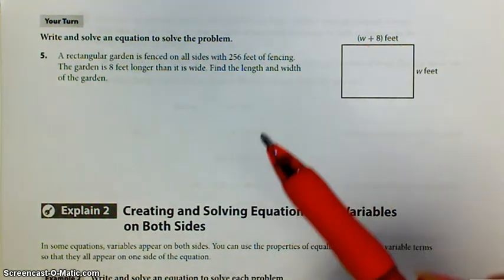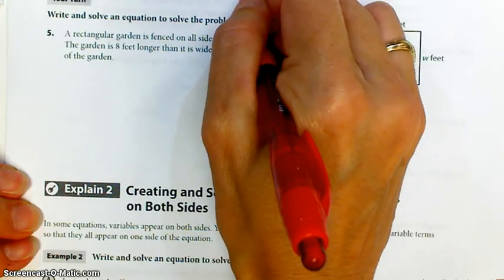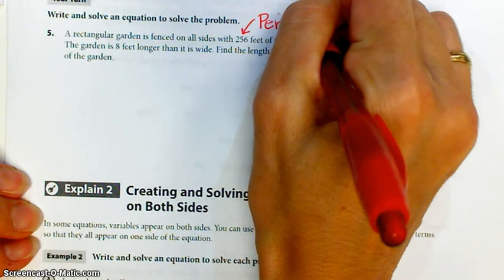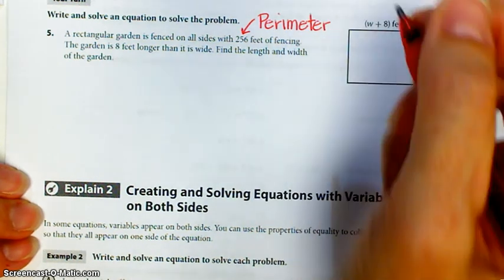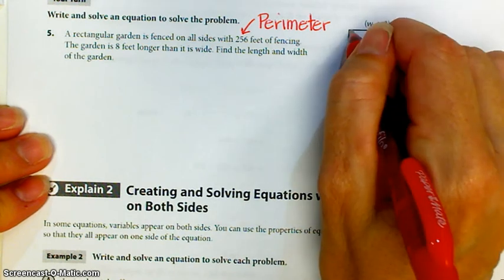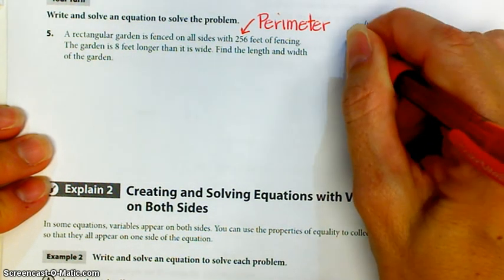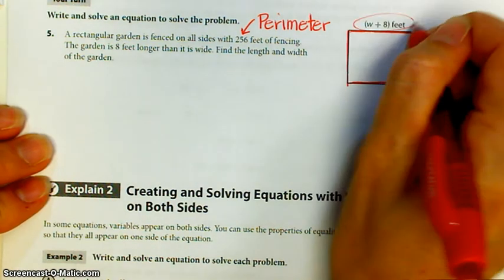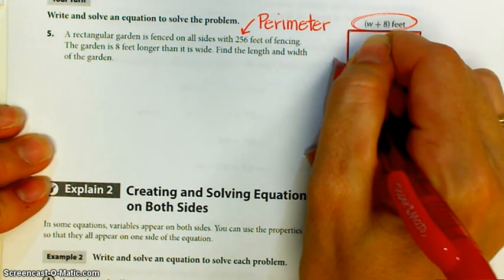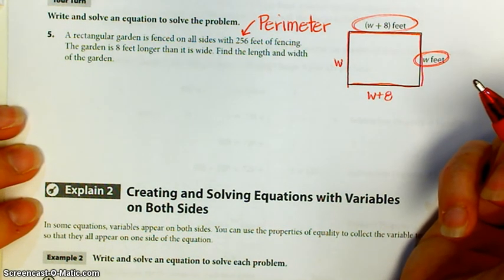Well, first of all, because it's a fence that goes around the garden, 256 is going to be perimeter. That's just you knowing from previous years that you're going to need to use perimeter. And remember that perimeter is just this length plus this length plus this length plus this length. I've got 2 of these here and here, and I've got 2 of these here and here. The garden is 8 feet longer than it is wide. All right, find the length and the width.